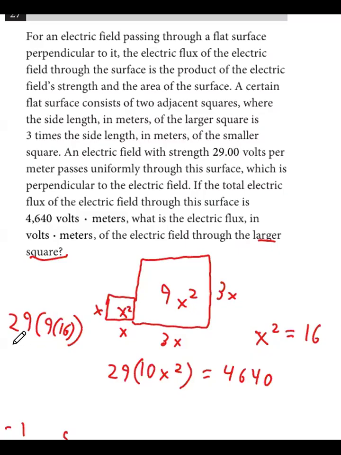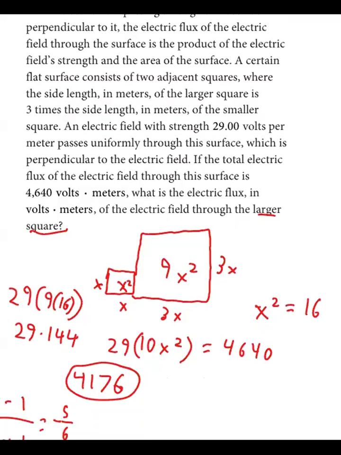And yeah, so we have 29 times 144, and 144 times 29 should be equal to 4,176. So the correct answer is 4,176, which would make sense considering that the total was 4,640. That's just 10, and we just need 9. So this makes sense. Okay.